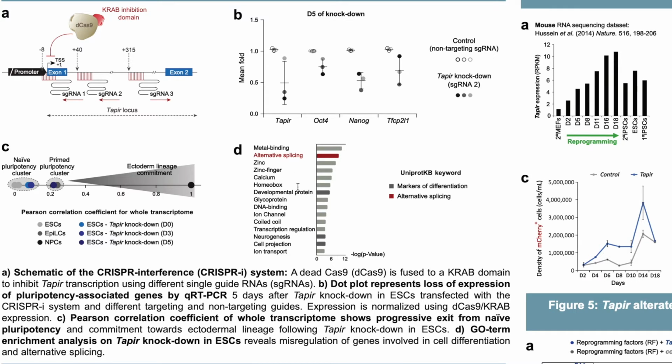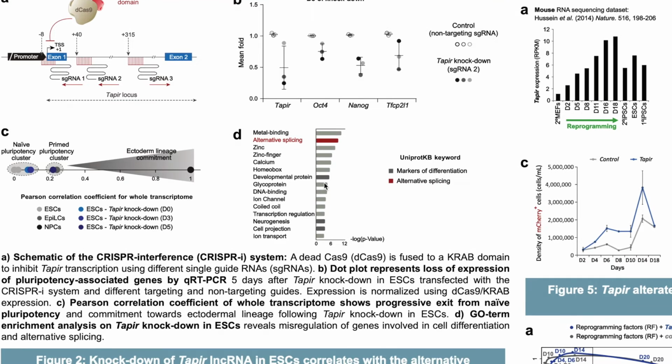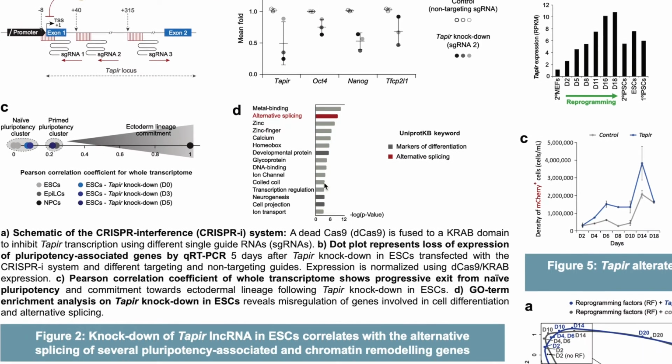So it suggests that Tapir knockdown causes the exit from naive pluripotency. And looking deeper into this RNA sequencing data, we also find that a lot of the markers of differentiation are upregulated, suggesting that, again, Tapir knockdown causes differentiation, and Tapir is required for the maintenance of ES cells. What was interesting also, we found that some of the keywords that came up was alternative splicing, suggesting that Tapir may play a role in alternative splicing, which I'll come back to in a little bit.